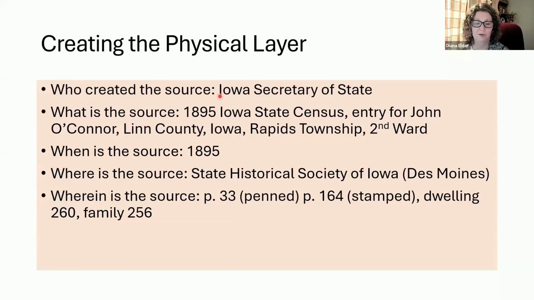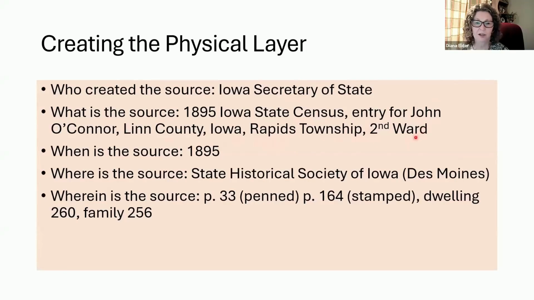So who created the source for that physical layer? Well, at the beginning of the book that I showed you, it clearly states this was the Iowa Secretary of State. And then the source is the 1895 Iowa State Census. And we put in some descriptors. It's the entry for John O'Connor. He's in Linn County, Iowa, Rapids Township, 2nd Ward.